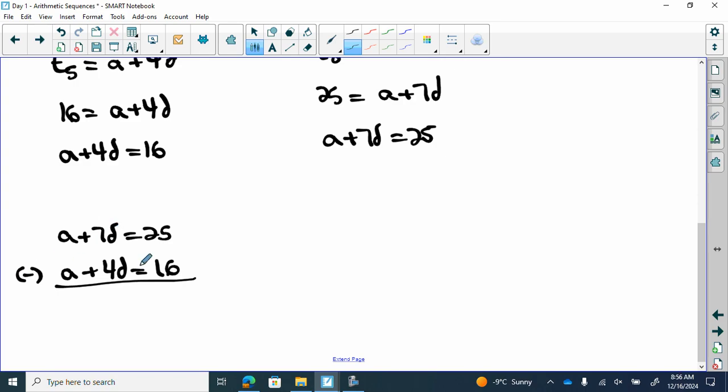What about 7D minus 4D? How many D's would you have left? That's right. Think of this as being like in a bracket. You're distributing that negative over all three of them. 7D minus 4D would be 3D. Write your equal sign. What's 25 minus 16? 9.